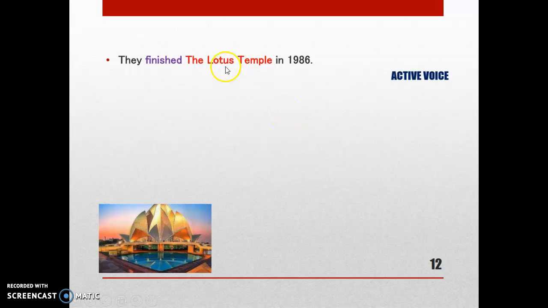They finished the Lotus Temple in 1986, active voice, subject, verb, object, and complement. And in the passive voice, we have the Lotus Temple was finished in 1986. In this case, the agent or the doer of the action is not important.